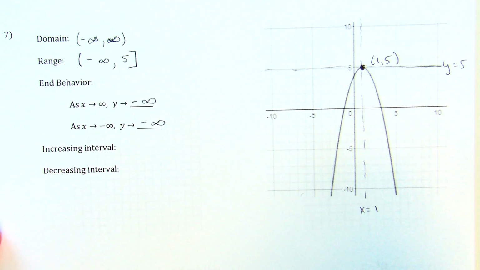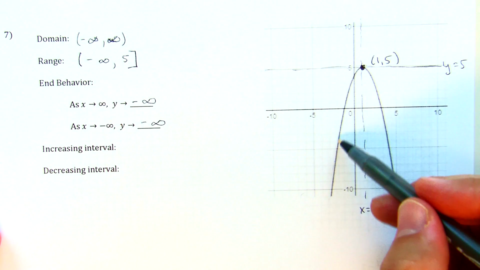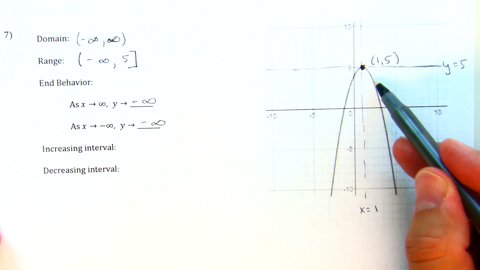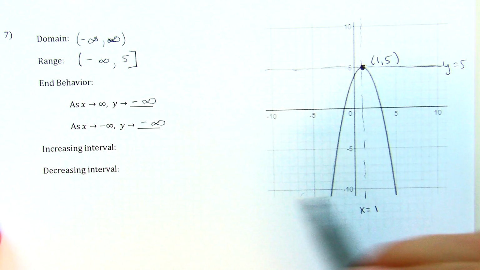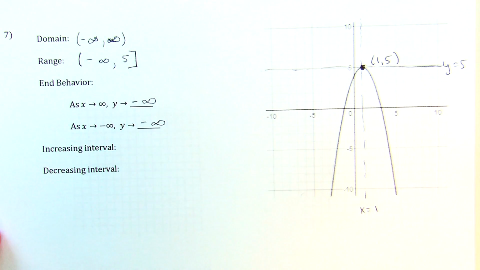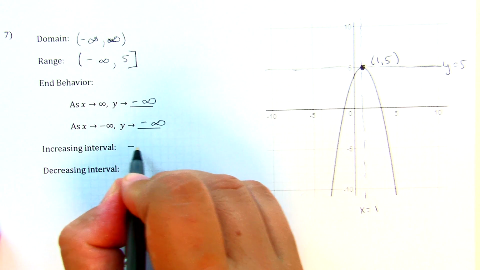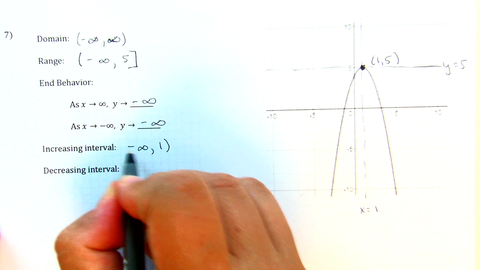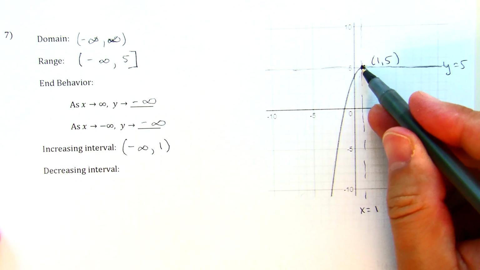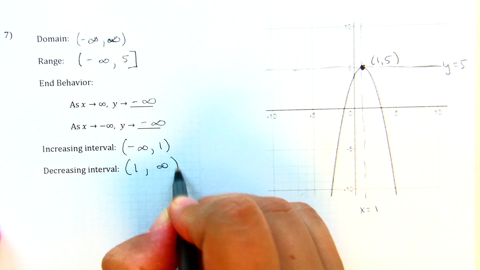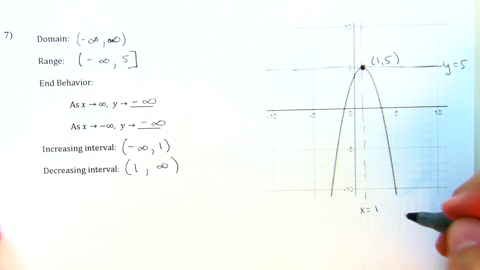Okay, increasing interval. Well, this one, we go up, up, up, all the way to x equals 1, and then we go down, down, down. Remember, with the increasing and decreasing intervals, we're talking about on what x values the function is increasing, and on what x values the function is decreasing. So the x values from -infinity all the way up to 1, it's increasing, right? I'm going up till I get to x equals 1. And then from 1 to positive infinity, I'm going down, down, down.